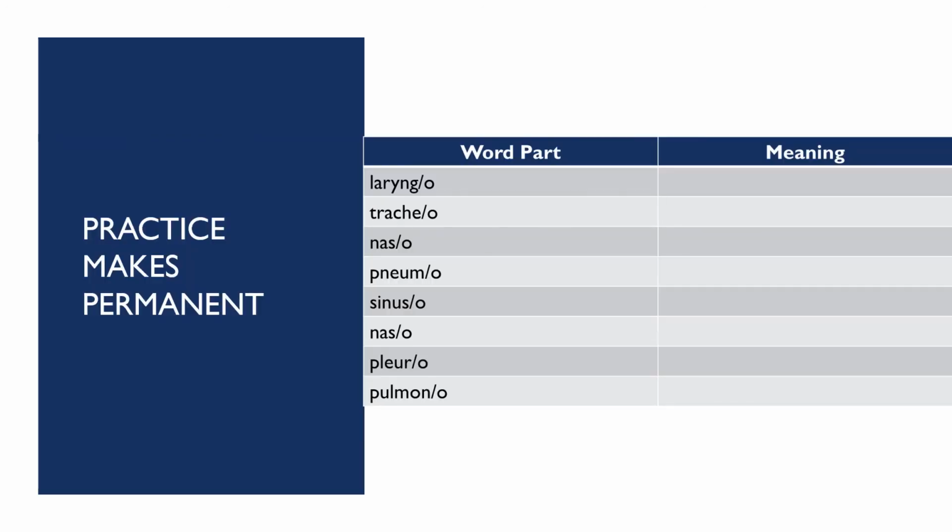Okay, practice makes perfect. Review your word parts. Know the meanings of all the word parts. Practice by using the activities in Canvas. And if necessary, go back and review this video lecture as many times as you need until you have a good handle on the common diseases and disorders related to the respiratory system.